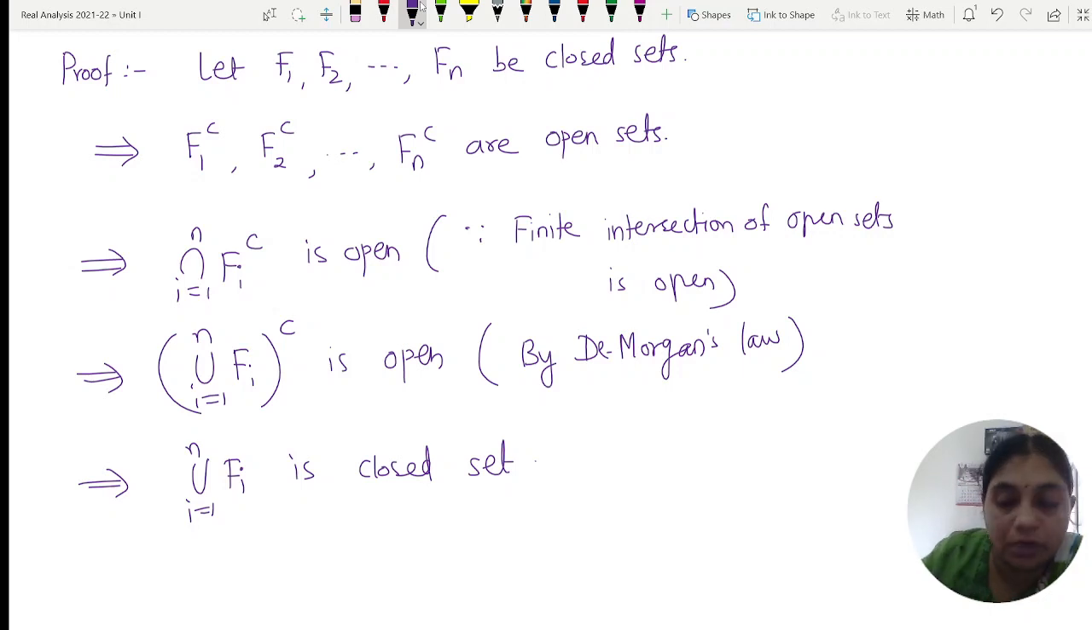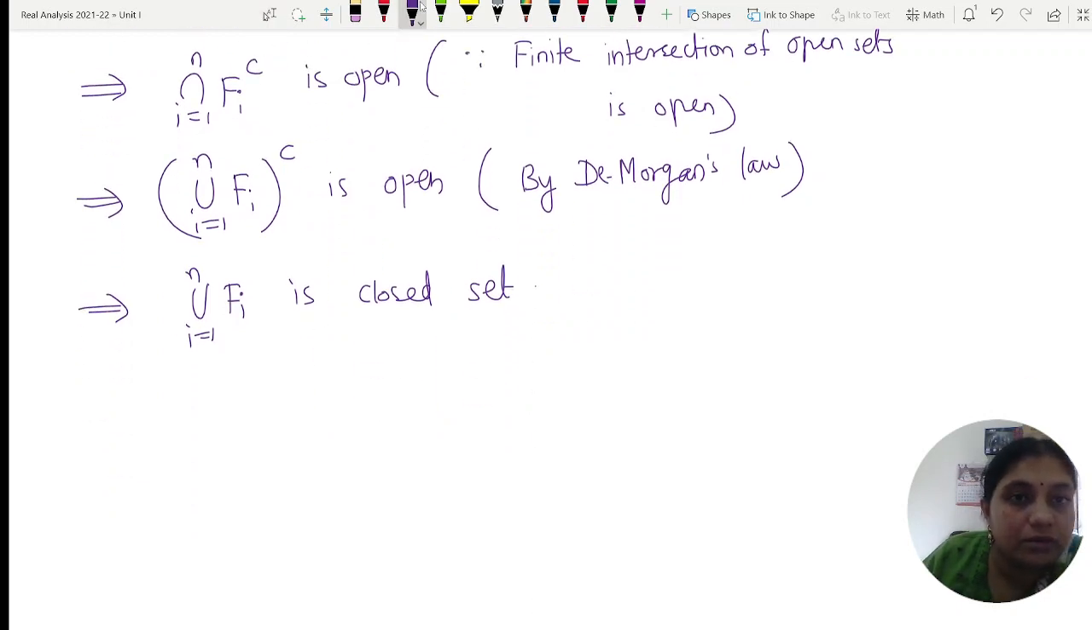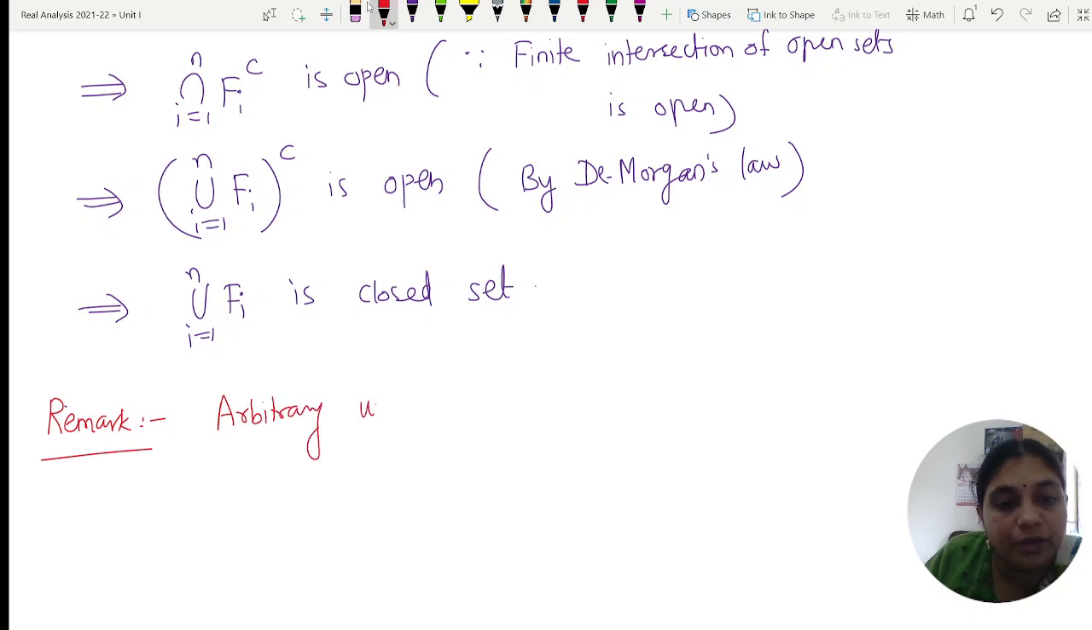Now, what will be the remark then? Can anybody guess? A finite union is closed. So what can I say about an arbitrary union? A remark: an arbitrary union of closed sets need not be closed.